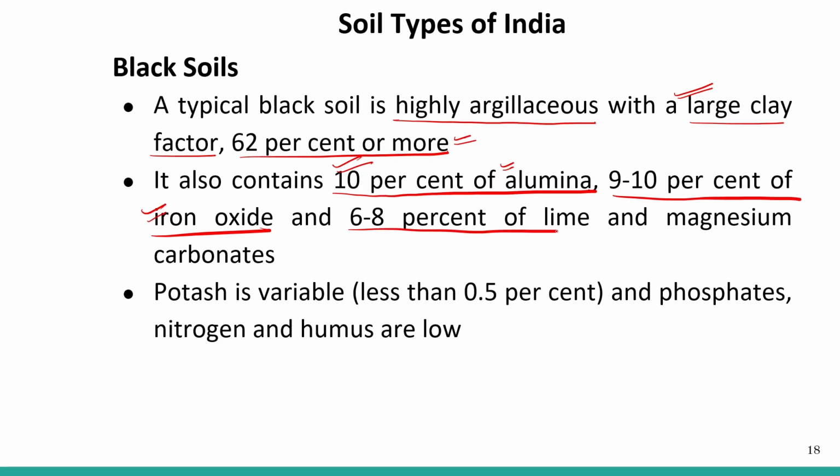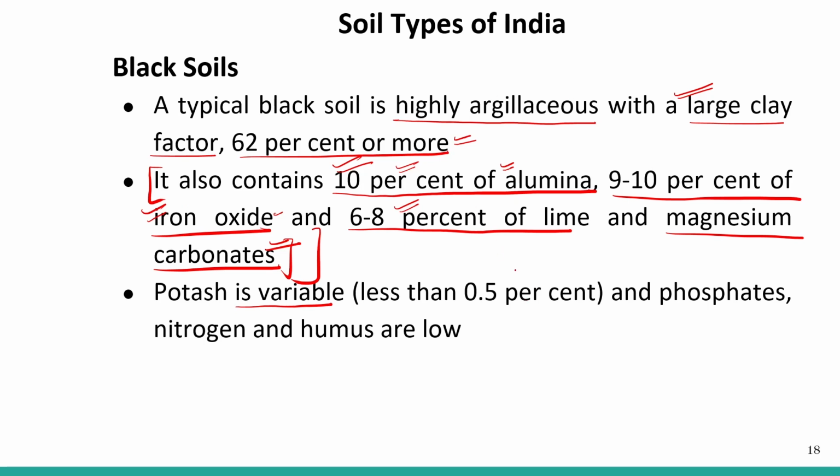It has 6 to 8% lime and magnesium carbonate. So they have magnesium, and 6 to 8% lime, 9 to 10% iron oxide and 10% alumina. So this is the composition of black soil. Potash is also available, which is the source of potassium.